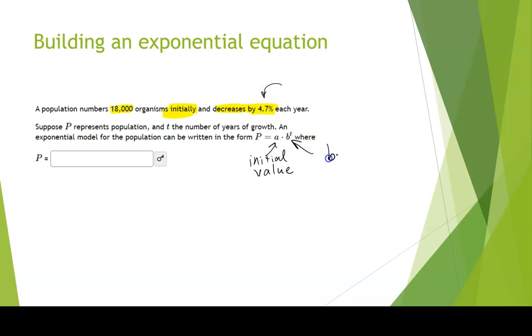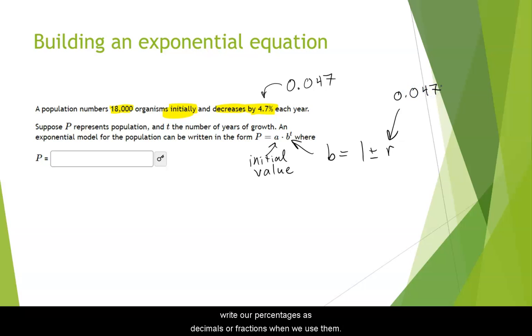I'm going to think of B as 1 plus or minus the rate. It's the R that represents that 4.7%, so it represents it as 0.047, because we always write our percentages as decimals or fractions when we use them. The question is, is this going to be 1 plus 0.047 or 1 minus 0.047? Try to answer that yourself.